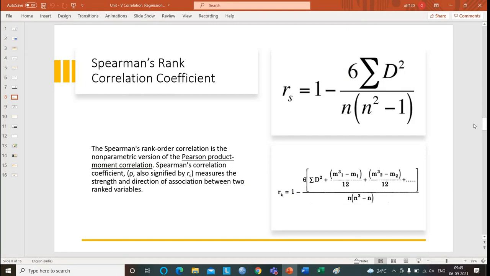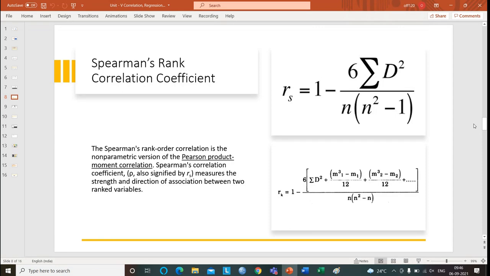Spearman's rank correlation coefficient is used when two variables are expressed in ranks. That is, the values range from 1 to the highest value, depending on the number of observations. Let's suppose there are 10 observations, then the highest rank would be 10. Depending upon the number of observations, the ranks deviate. That means the rank will range from one value to another value.